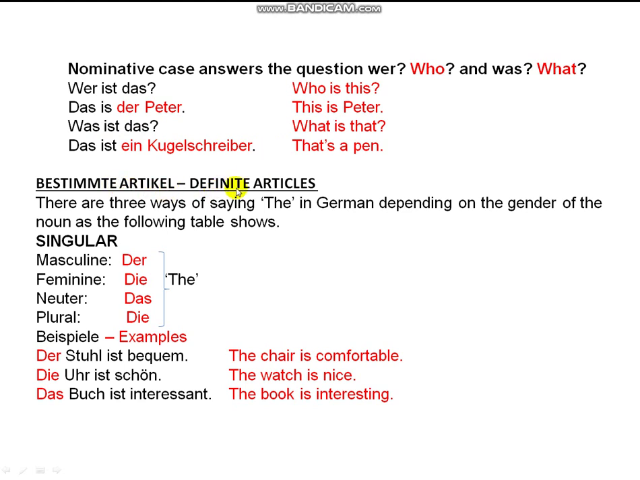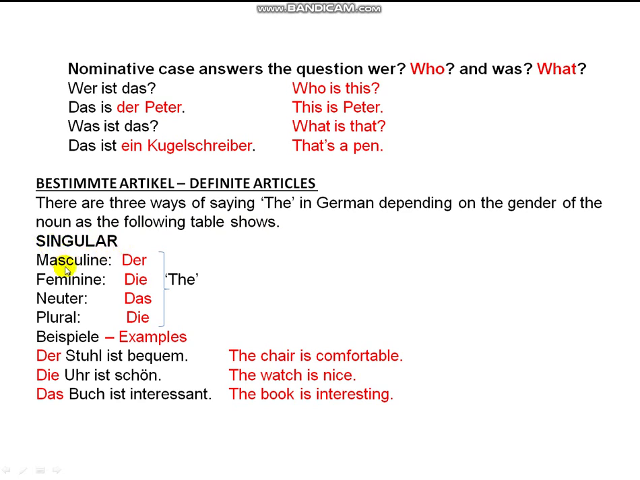Let's look at the definite articles. In German, they are called bestimmte Artikel. One of the differences between German and English is in the grammar. In English, nouns don't have gender, but in German they have gender. So there are three ways of saying the. Definite article in English means the. There are three ways of saying the in German depending on the gender of the noun, as the following table shows.